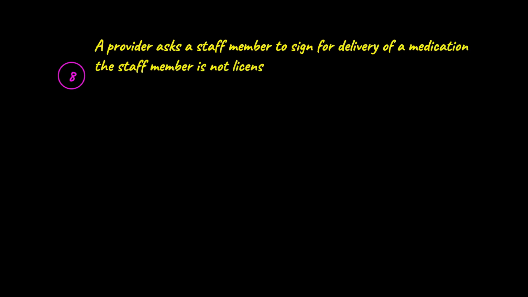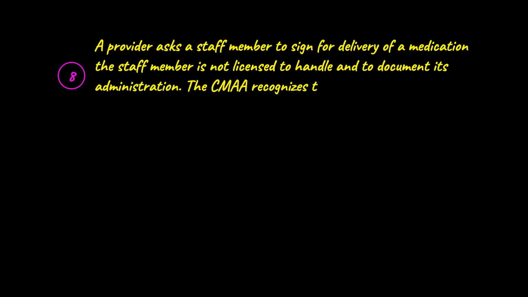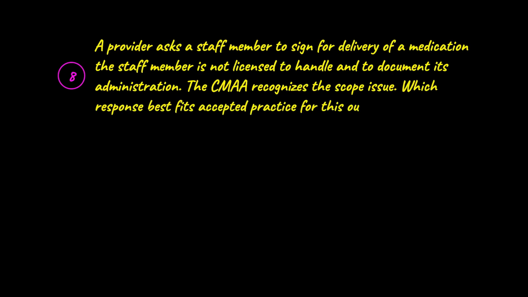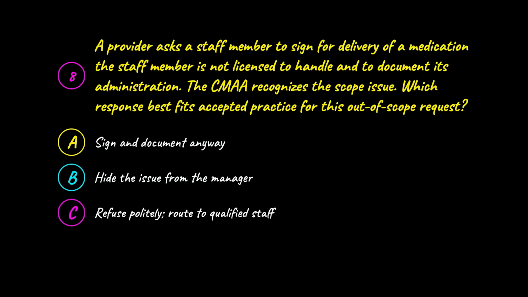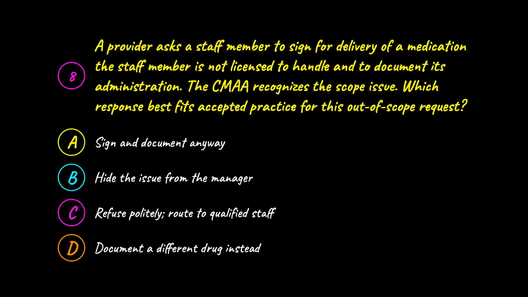Question 8. A provider asks a staff member to sign for delivery of a medication the staff member is not licensed to handle and to document its administration. The CMA recognizes the scope issue. Which response best fits accepted practice for this out-of-scope request? Your options are A. Sign and document anyway. B. Hide the issue from the manager. C. Refuse politely, route to qualified staff. D. Document a different drug instead. Got a guess? Lock it in.